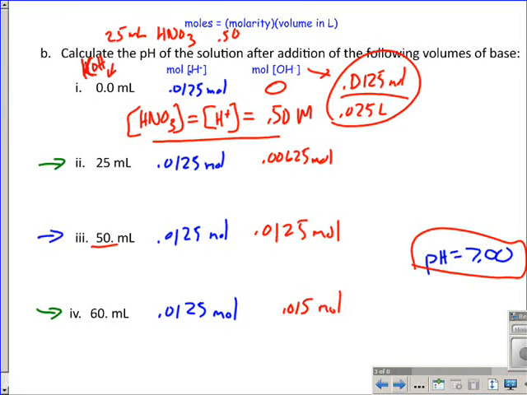All I need to do is take the negative log of 0.50, and that's going to give me my pH, which ends up for this one 0.30. So starting out very acidic.